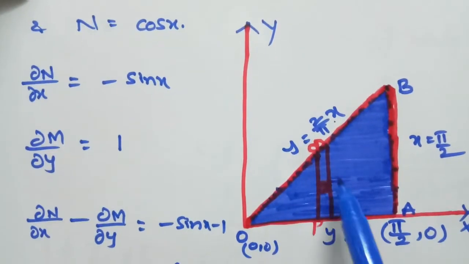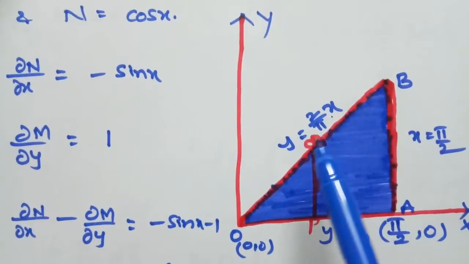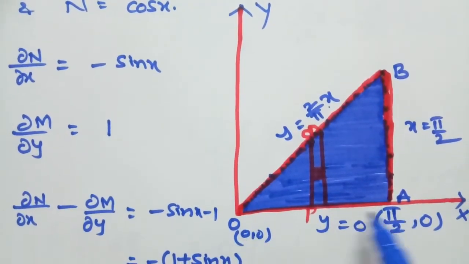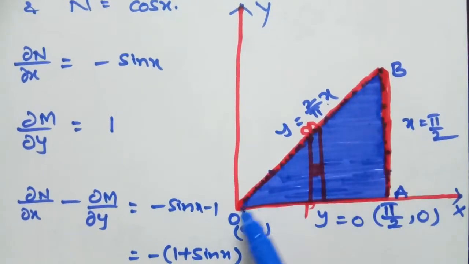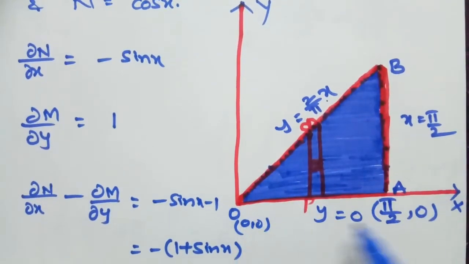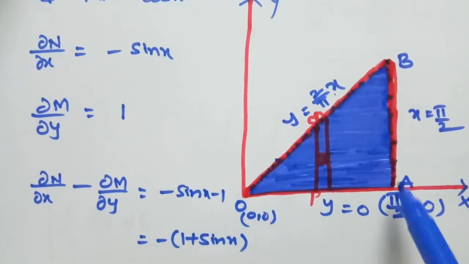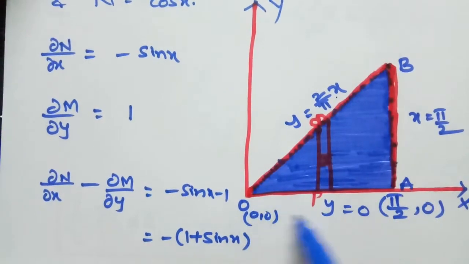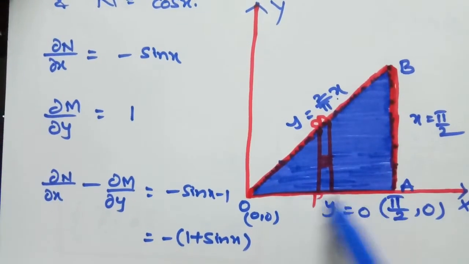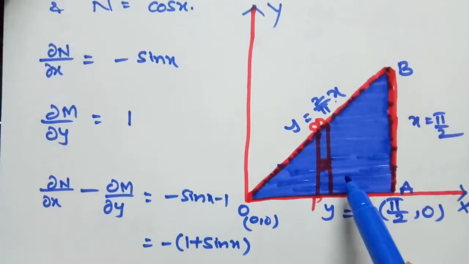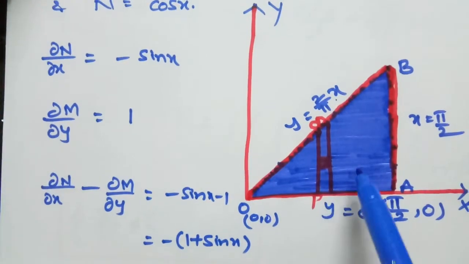If you want to evaluate this line integration directly, we have to evaluate along OA plus along AB plus along BO, and then add all these three line integrations. We get the line integration along C. C is the plane triangle. But by Green's theorem, we are evaluating simply this line integration by using the double integration without evaluating the line integral. Now, problem number 5.